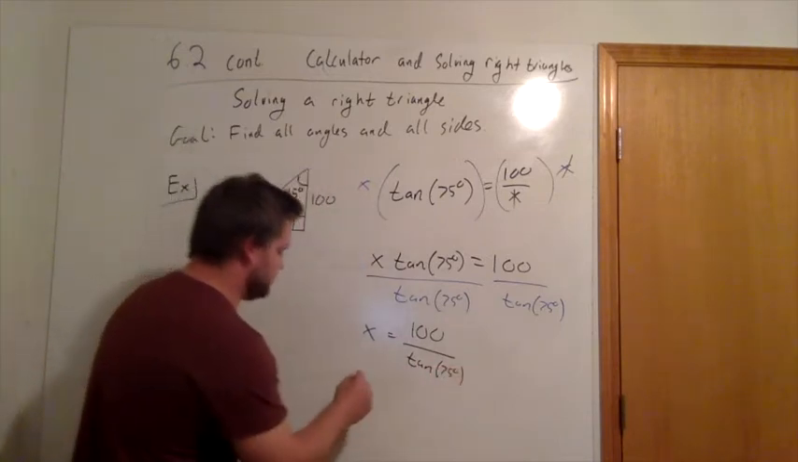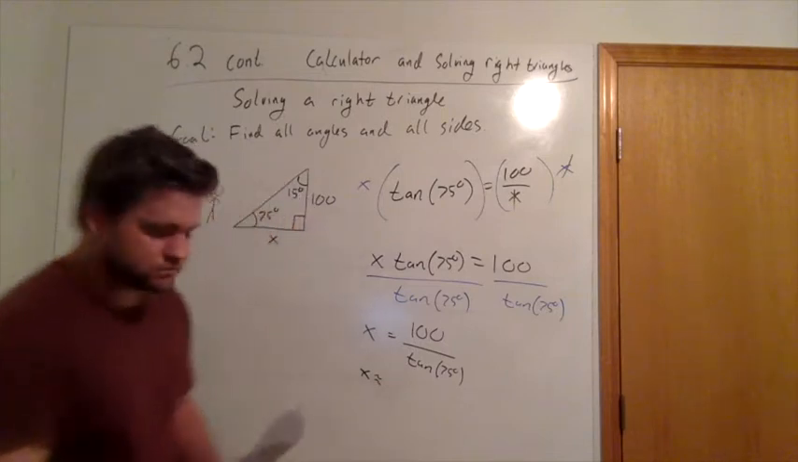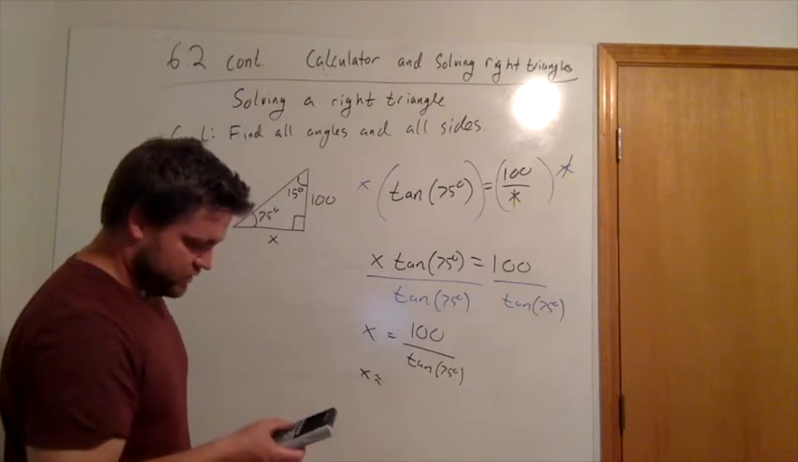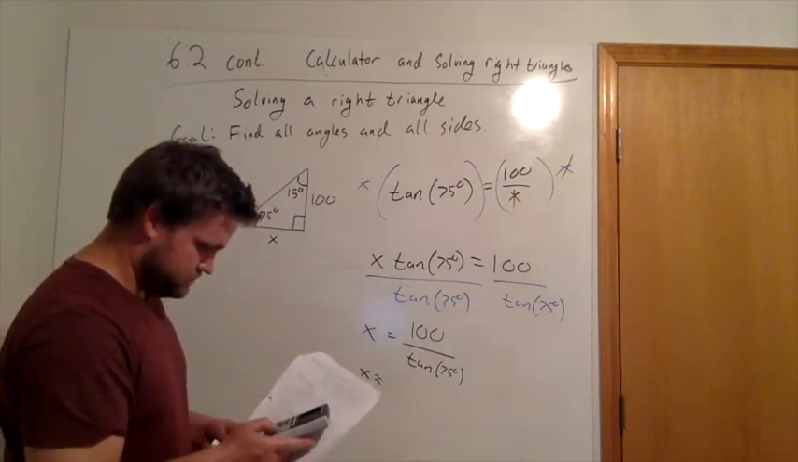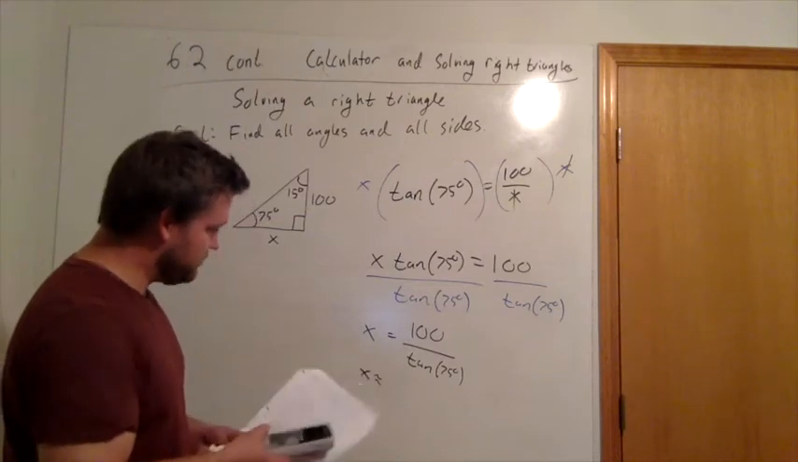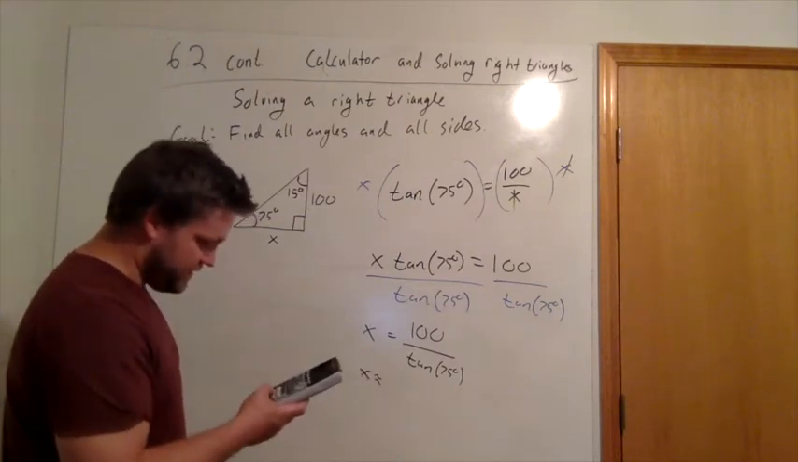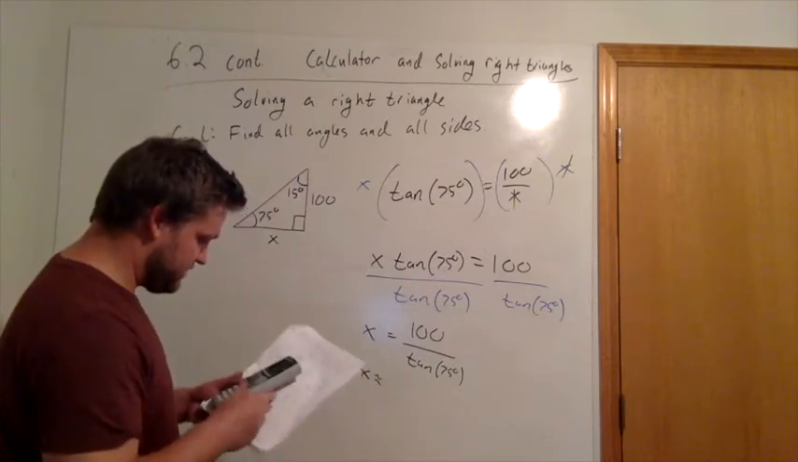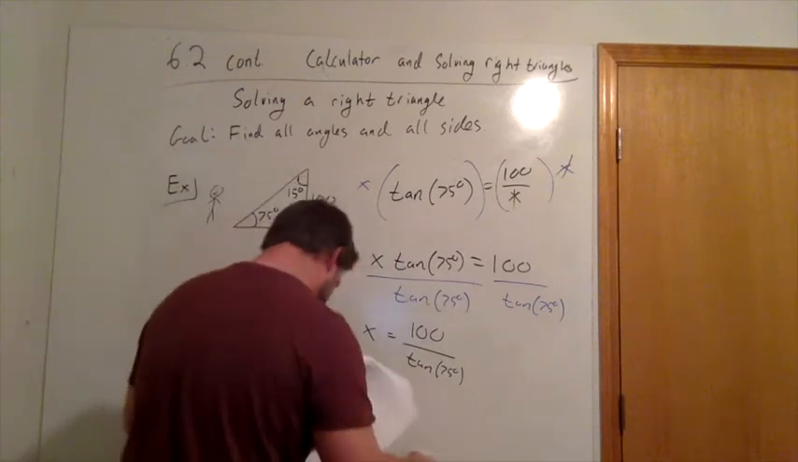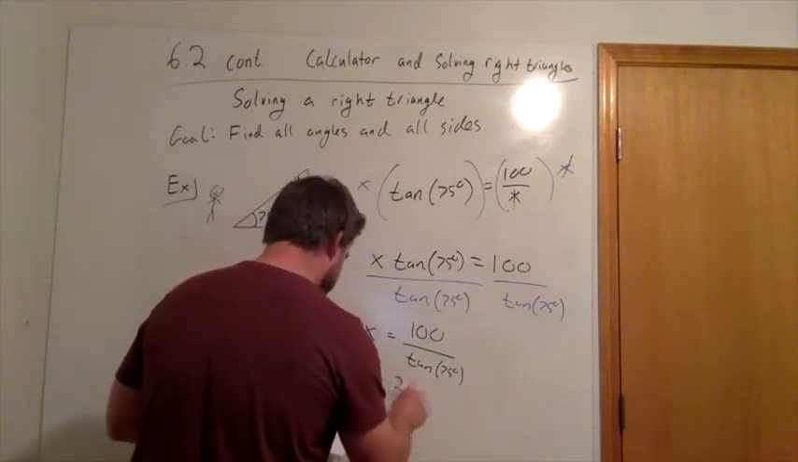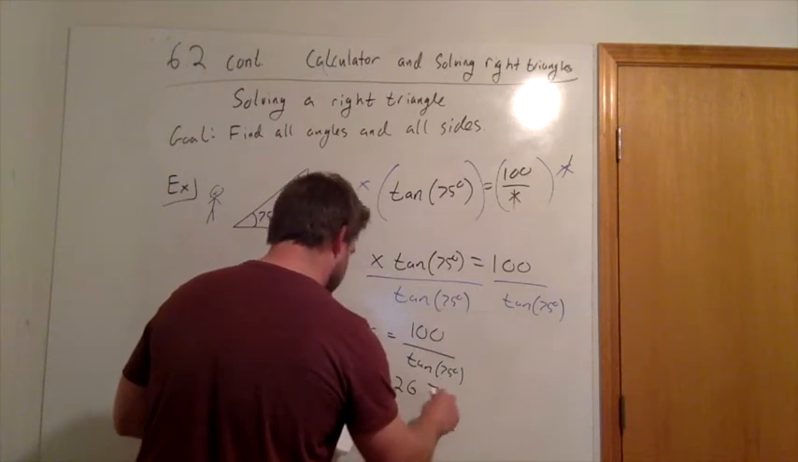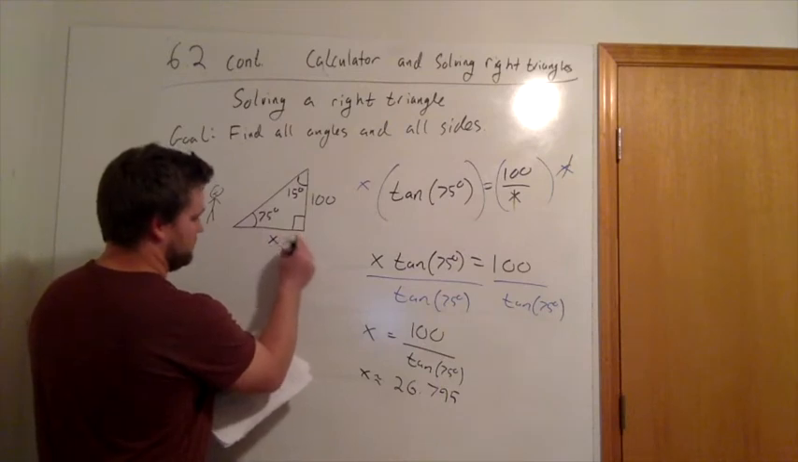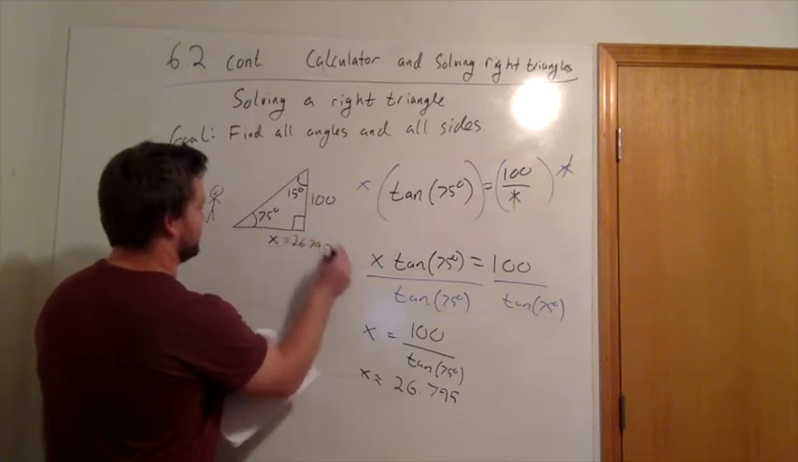Let's figure out what this approximately is equal to. Make sure we're in degree mode, so check that really quick. Okay, I'm in degree mode, so we'll take 100 and divide that by the tangent of 75. If we're rounding to 3 decimal places, I get 26.795.